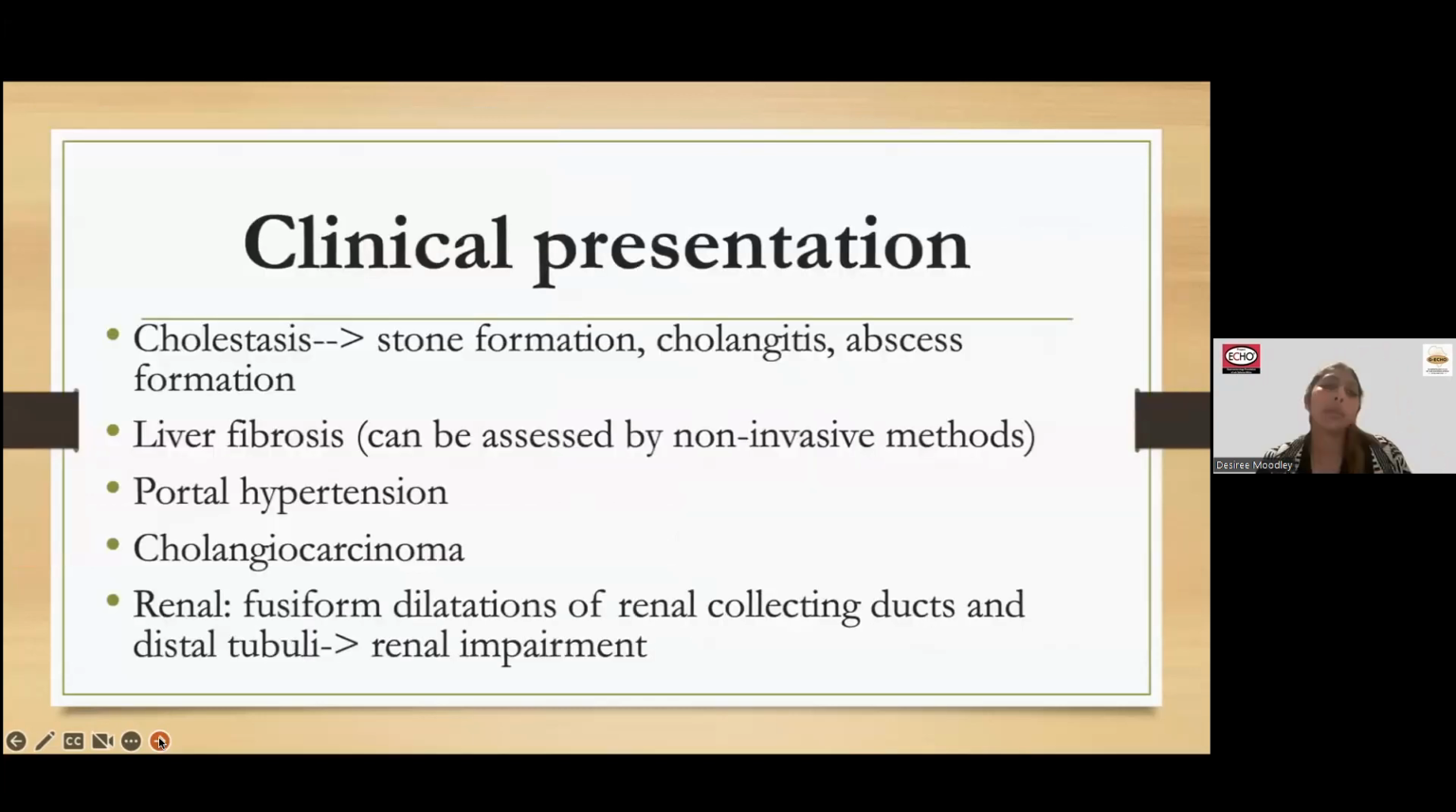So they can present with cholestasis that can lead to stone formation or cholangitis or abscesses. They can also have liver fibrosis if it's a Caroli syndrome. This can be assessed. They suggest doing non-invasive methods to assess this. They may have portal hypertension and, as I mentioned, cholangiocarcinoma. It's also not uncommon for them to have renal involvement with dilatations of your collecting ducts and distal tubuli, and thus they may have some element of renal impairment.